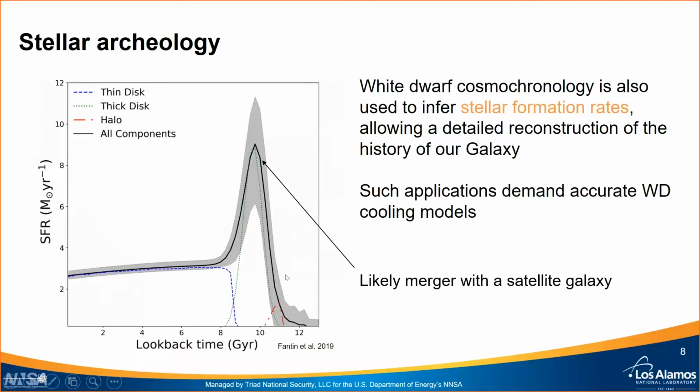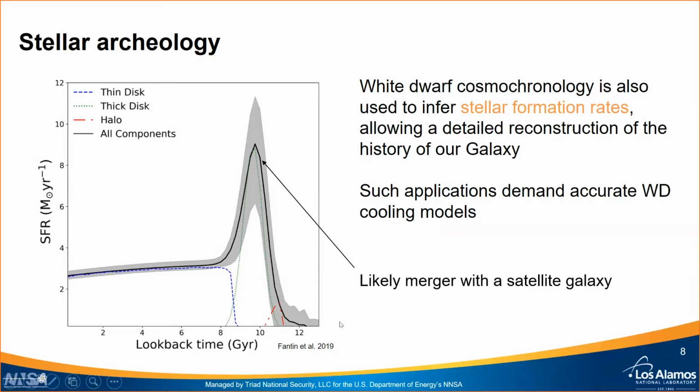So we're now able to resolve this kind of thing just by looking at the ages of white dwarfs and reconstructing the history of the stellar population. So this is obviously very interesting to astronomers because it allows us to better understand how our galaxy was formed and has evolved, and ultimately how we got here.